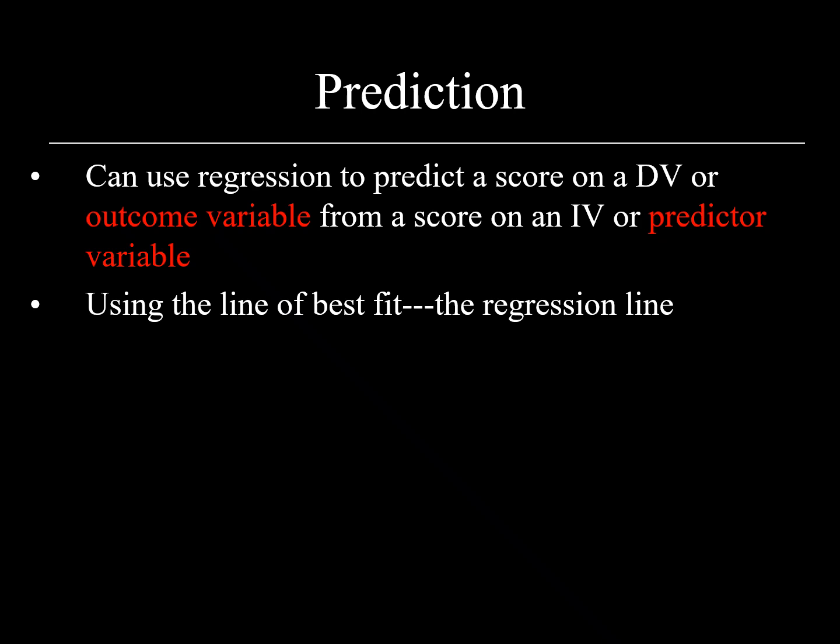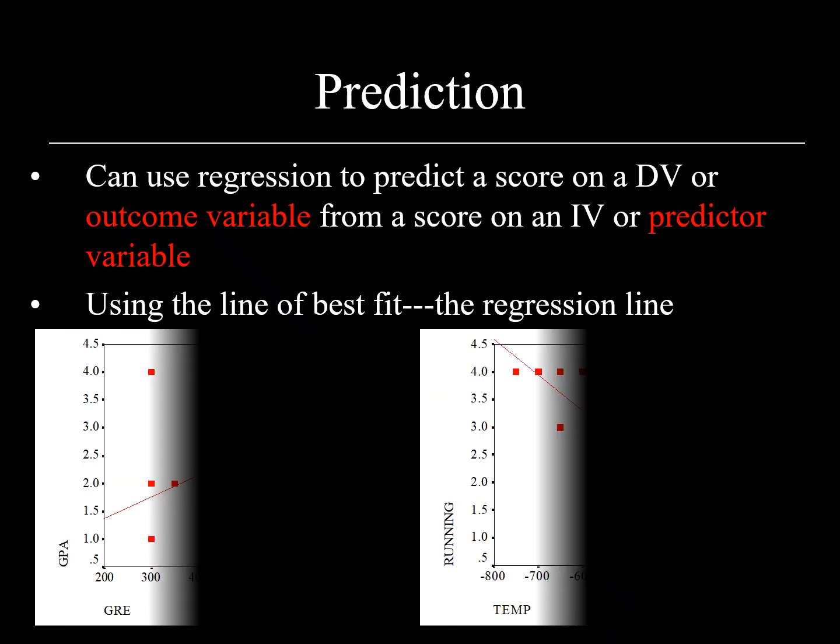So prediction. We can use the regression to predict a score on our dependent variable, the outcome variable, from a score on our independent variable, the predictor variable. And we do this by using the line of best fit, the regression line. A way to think of the regression line is that it is a line that is the average of the smallest differences between every point on a scatter plot.